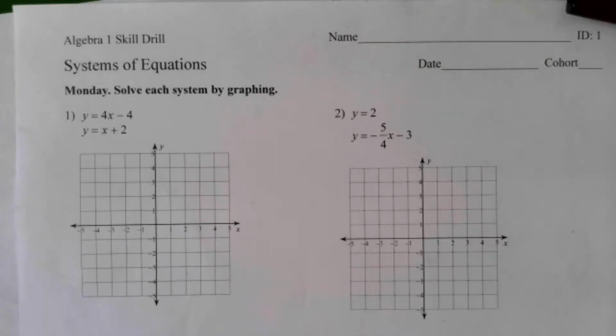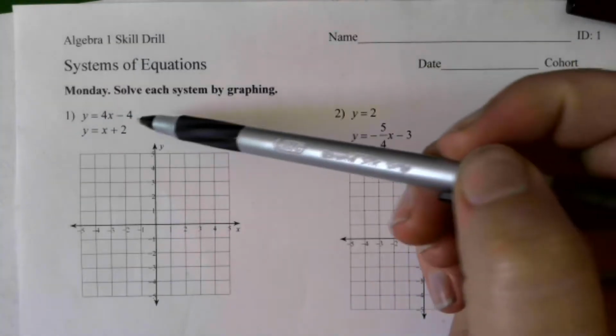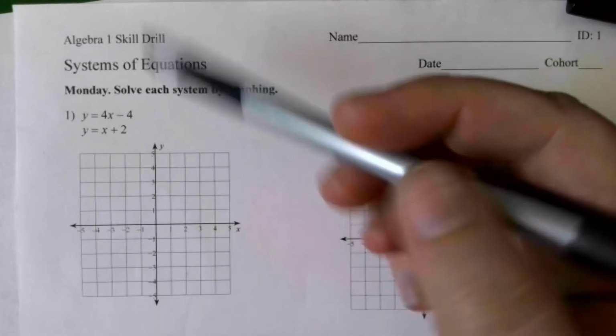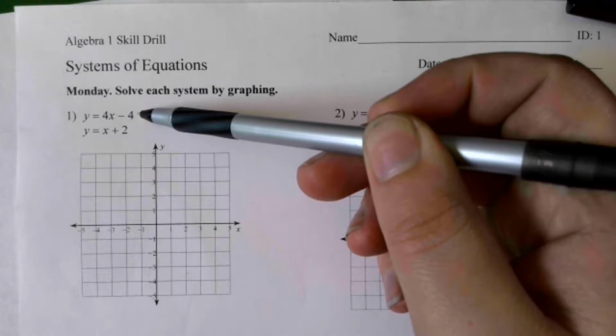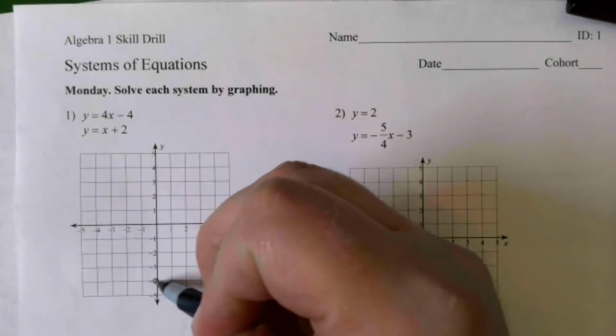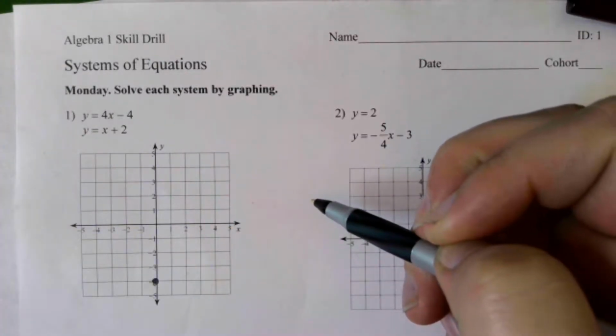Let's break this down. So systems of equations is anytime we have more than one equation. And for now, it's always going to be a linear equation. We're going to look at the top one. That -4 is my y-intercept. So I'm just going to put a dot at -4.